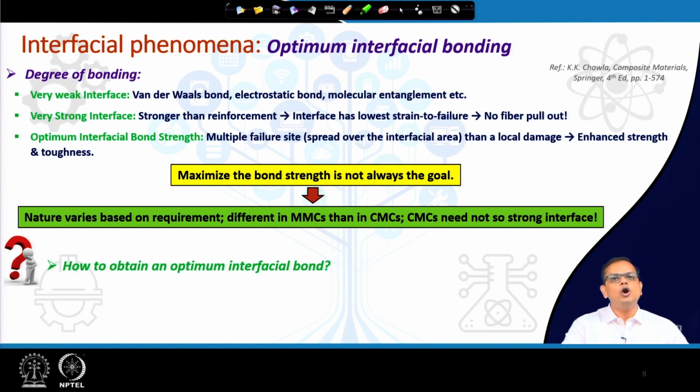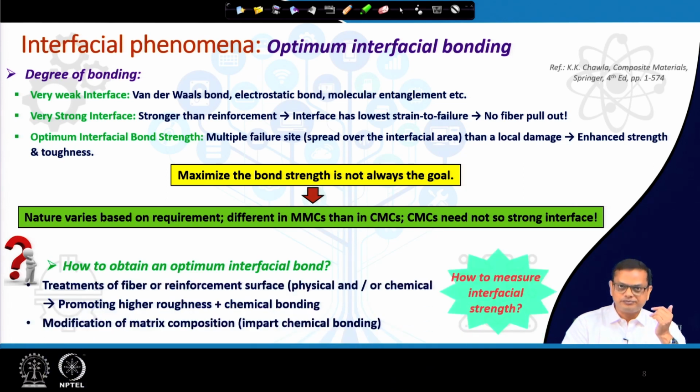Now, how do we obtain this optimum interfacial bond? How do we control this bonding? There are a few ways to do that. In some cases I want very high interfacial strength, in some cases I want moderate interfacial strength. How do I take care of that? There are a few factors which you can work on.